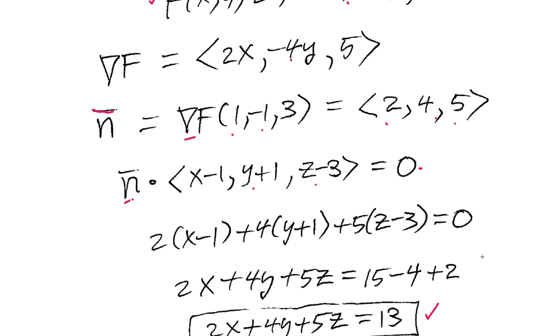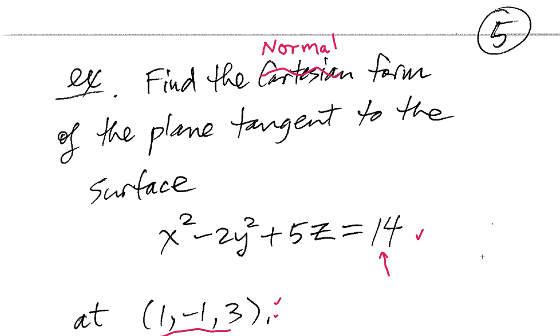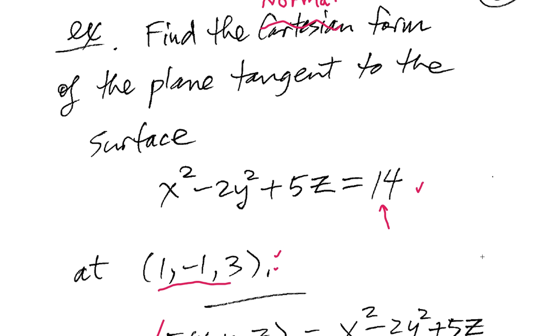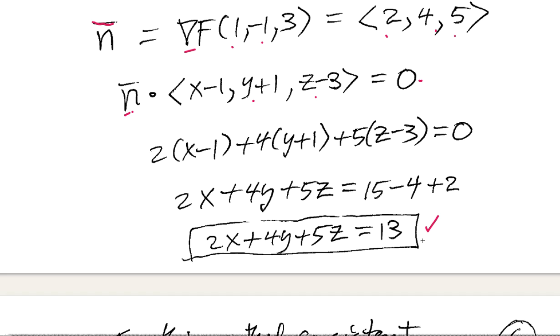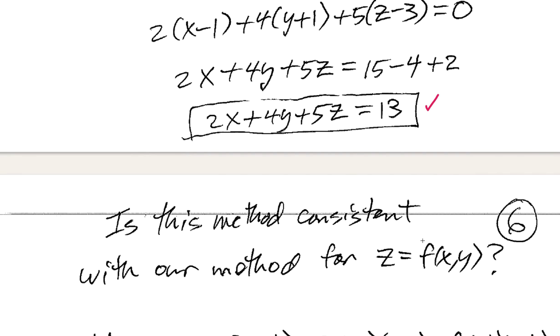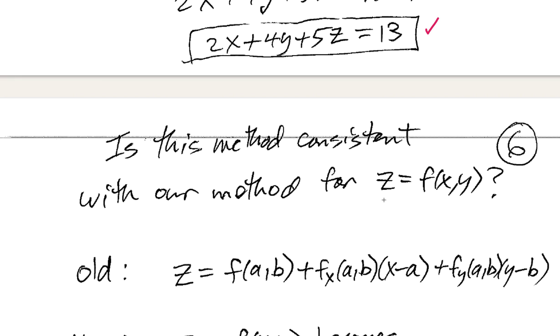Okay? So go back and look at that. You guys were going to use the gradient of the function f of x, y, z to get the normal form of the tangent plane to the surface. Now, here's a quick question. Is this method consistent with our previous method for finding the tangent plane to z equals f of x, y? Remember that?